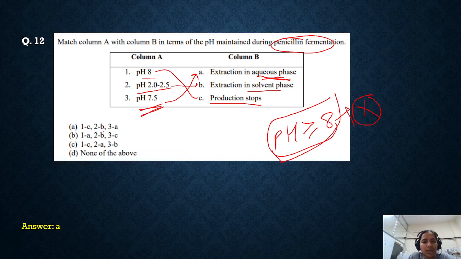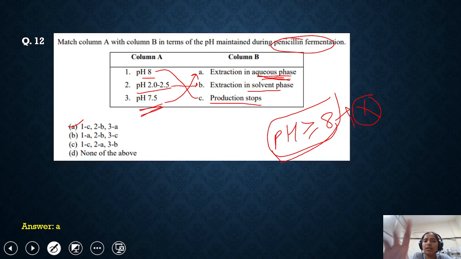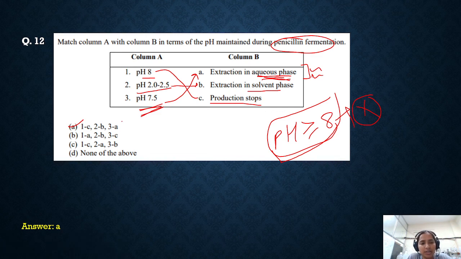So for this question answer is A, that when it goes to pH 8, the production of penicillin will stop, and pH 2 to 2.5 is initially in a solvent phase, and for pH 7.5, you can get an idea that when this is an aqueous phase, then the pH will remain close to neutral pH, not exactly neutral. So this extraction in aqueous phase will occur at pH 7.5. So for this question answer is A.